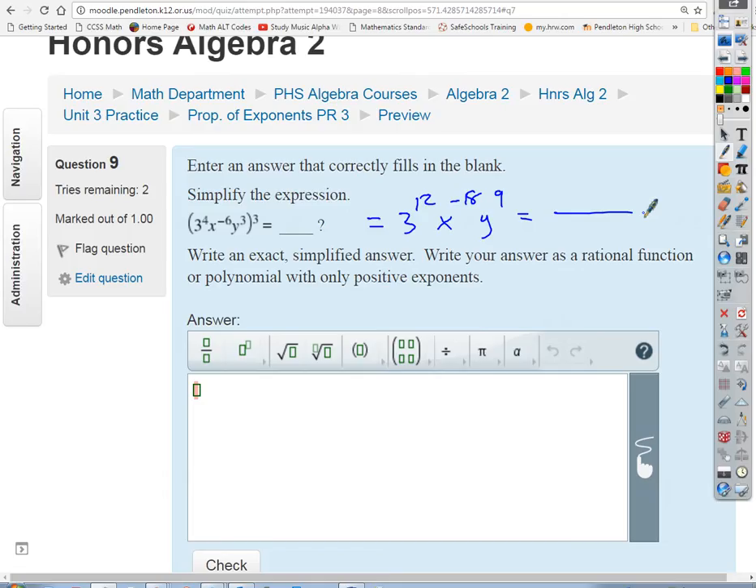So 3 to the 12th, yikes, that's going to be a big number, probably a calculator number. What's that give us if we do 3 to the 12? It's going to be enormous. 531441. 5, 3, 1, 4, 4, 1, like that. Okay. X goes where? Bottom. Y stays on top. That's our answer. Okay. No biggie.